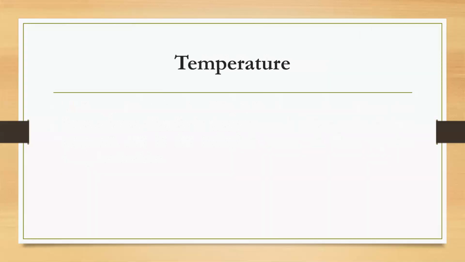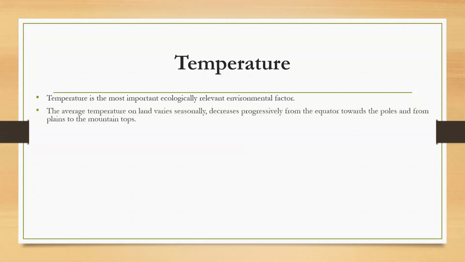The first one is temperature. What is the importance of temperature in determining the different habitats? The temperature is the most important ecologically relevant environmental factor. Now, temperature may be high or low. But we should remember that almost all organisms prefer one particular temperature, and the particular range of temperature which is required for the survival of an organism is commonly known as optimum temperature. So we can call it optimum temperature.